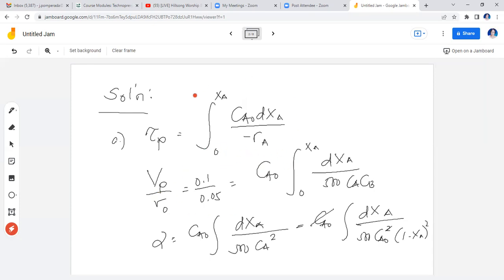And on the integral part, on the right side, we set aside C_AO since it's a constant, and we write the differential of the conversion divided by the rate law in here. So we already replaced the negative r_A by 500 C_A C_B. So doing the math, you have 2 in here on the left side. You have here C_AO.